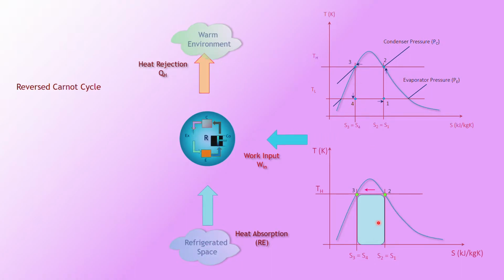To find this heat rejection, the same thing applies. Find the area under the process path from 2 to 3. That is the height multiplied by the base. The height is TH and the base can be S2 minus S3 or S1 minus S4. That will give you the heat rejection.